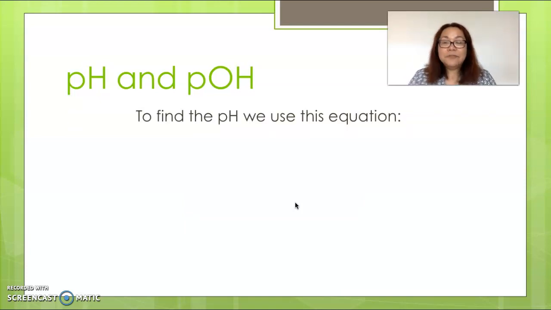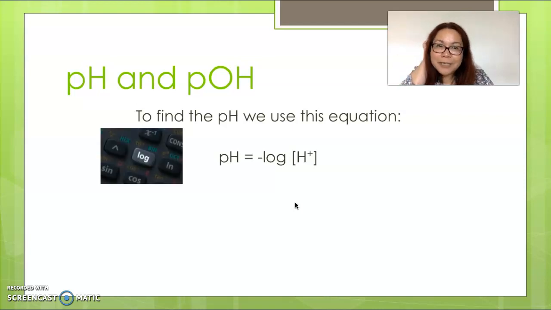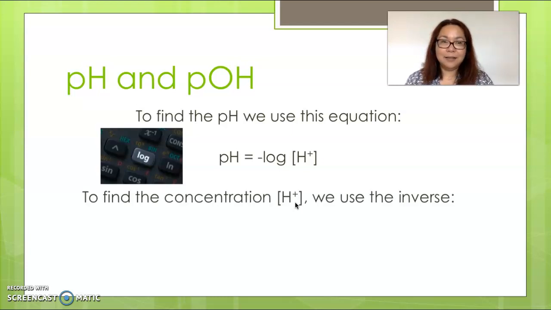All right, so to find the pH of a solution, we're going to use this equation. pH is equal to the negative log of the concentration. For pH, it's going to be the concentration of the hydrogen ions. And for the pOH, it's going to be the concentration of OH ions. So for this one, we're going to enter negative and then the log button.